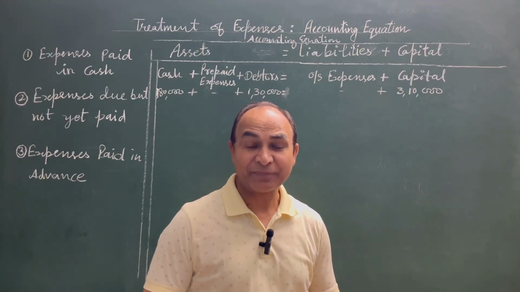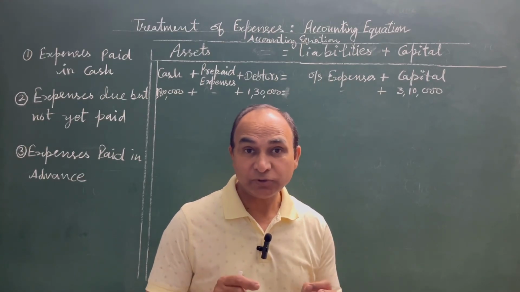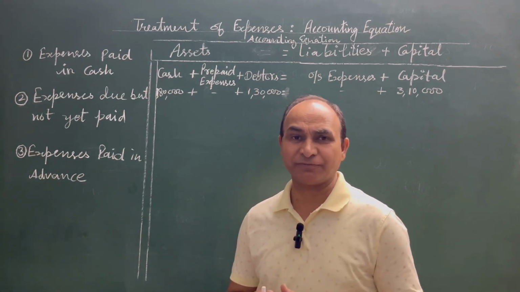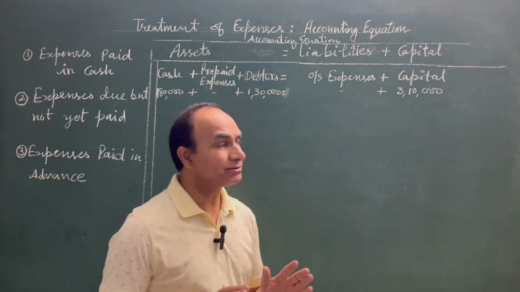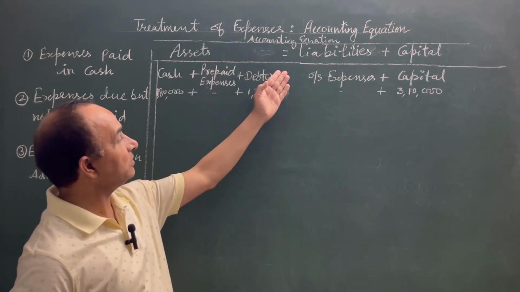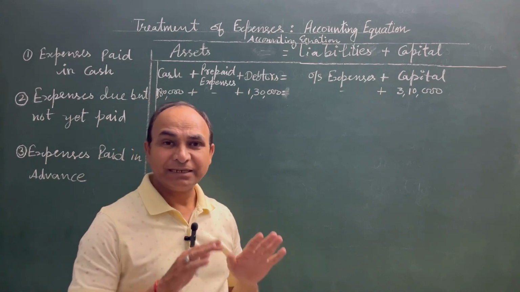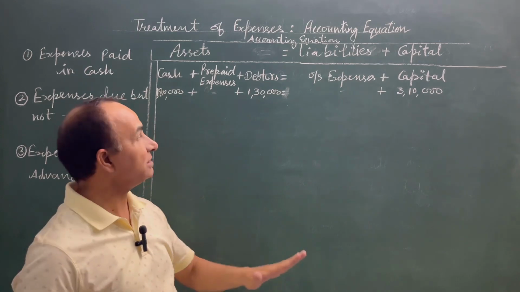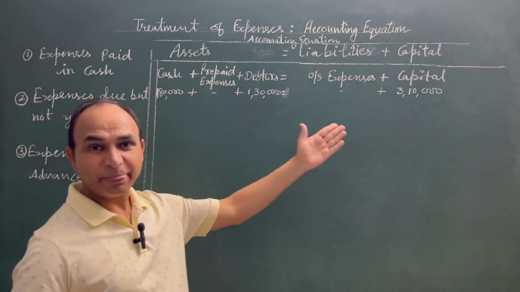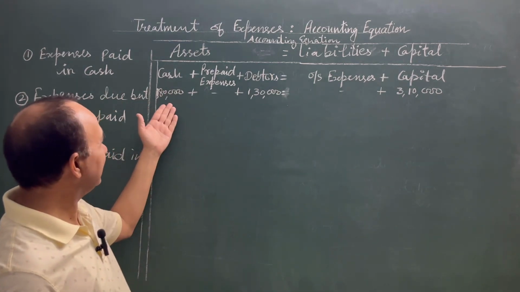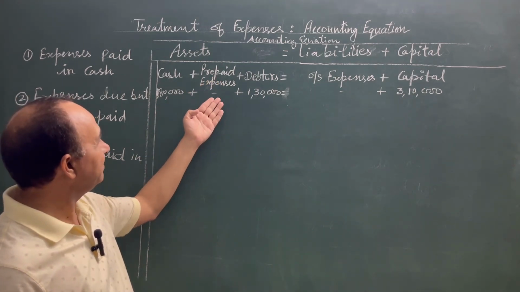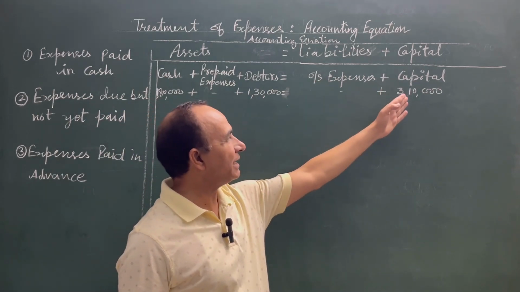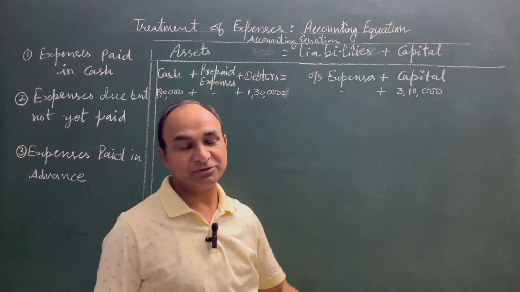Hello students, in this lecture I am going to discuss the effect of expenses on the accounting equation. The accounting equation, you understand students, is assets equal to liabilities plus capital. In order to explain the effect of expenses, I have taken some imaginary values: cash amounting to rupees 1,80,000, prepaid expenses nil, debtors 1,30,000, outstanding expenses nil, and capital rupees 3,10,000.